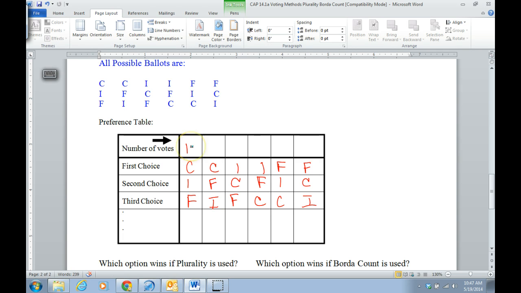Okay. How about the second one? Chips, fruit, and ice cream. How many people chose that order? Just one. Okay. How many chose ice cream, chips, fruit in that order? So we have 1, 2, 3, 4, 5, 6 people, okay?